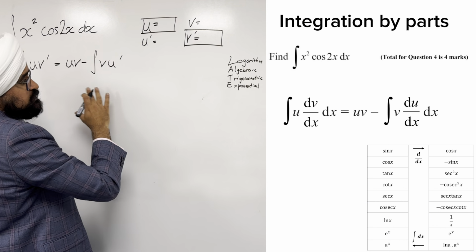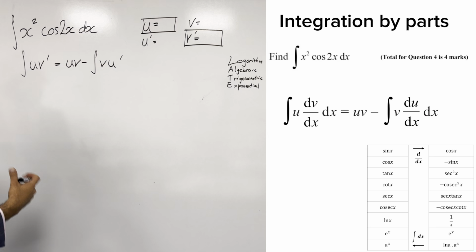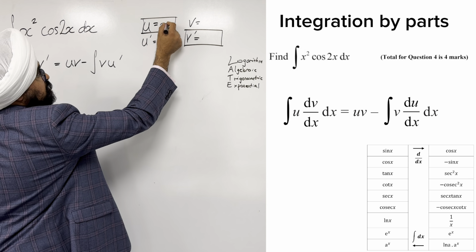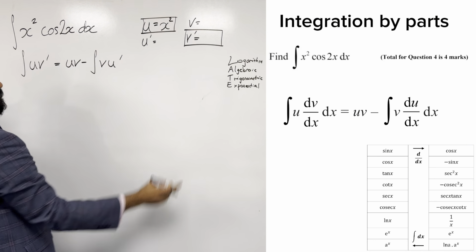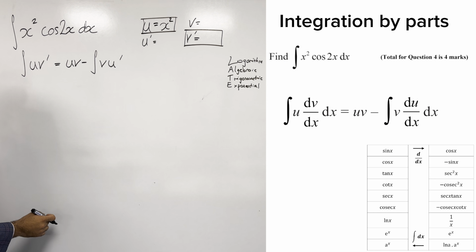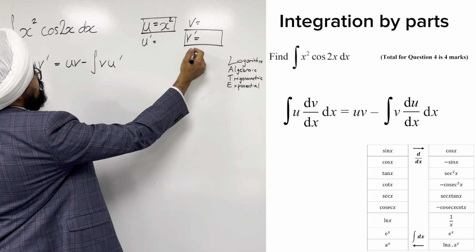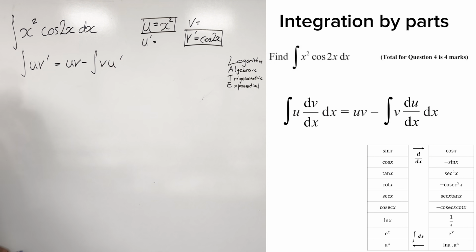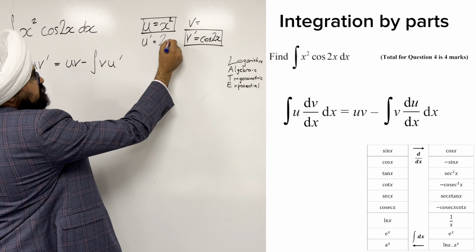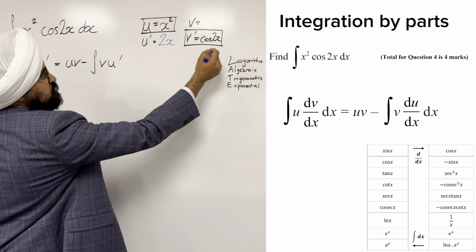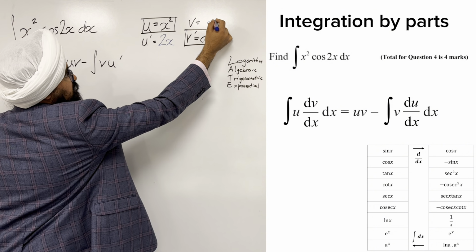However, for this question, you are able to clearly see that u should be x squared, because that's your algebraic expression, and your trigonometric cos 2x will be v dash, cos 2x. And now I'm going to proceed by differentiating what x squared is, which is 2x, and then integrating my v dash. The integral of cos 2x is sine 2x.